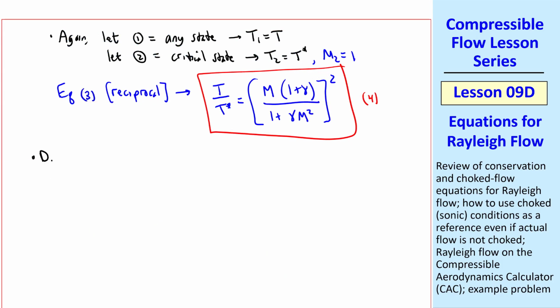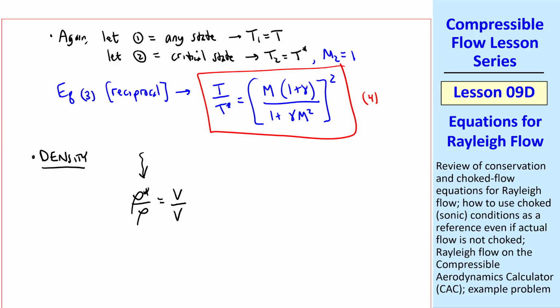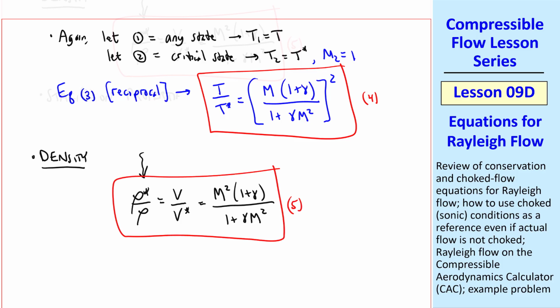We can do a similar derivation for density, and I'll leave that up to the students to show that rho star over rho is equal to V over V star, equal to M squared (1 plus gamma) over (1 plus gamma M squared), which I'll call equation 5.